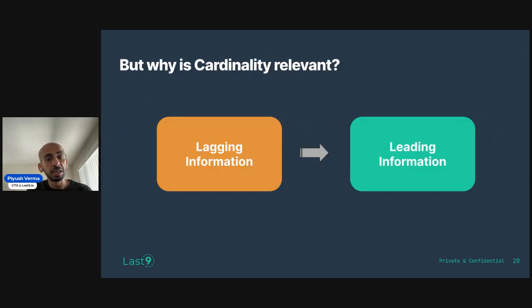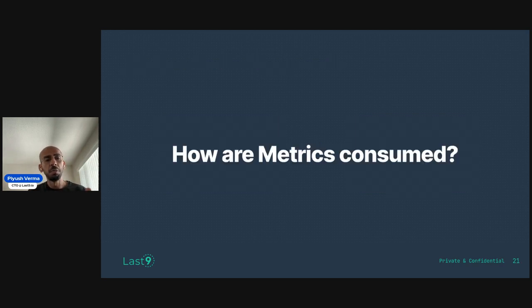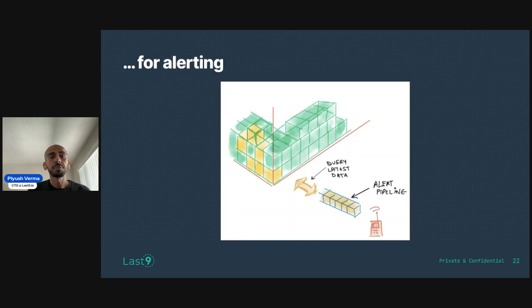So why is cardinality relevant? Because to recap, we want to move everything from lagging to leading information. Buzzwords, but before we get to that, it's important that we actually understand how metrics are consumed. Remember those cubes again? Now they're stacking up. There's data coming in all the three dimensions: more things to be observed, more observations to be made, and more amount of time that the data is saved for.